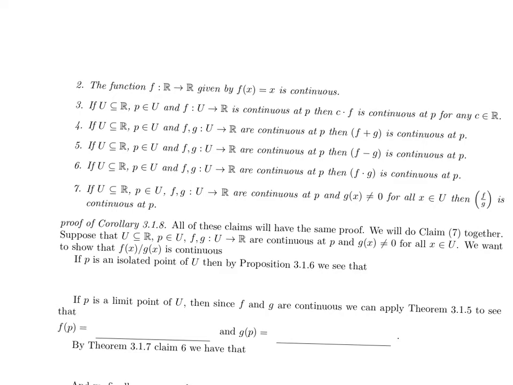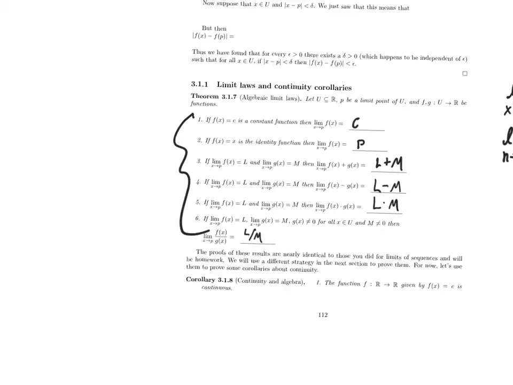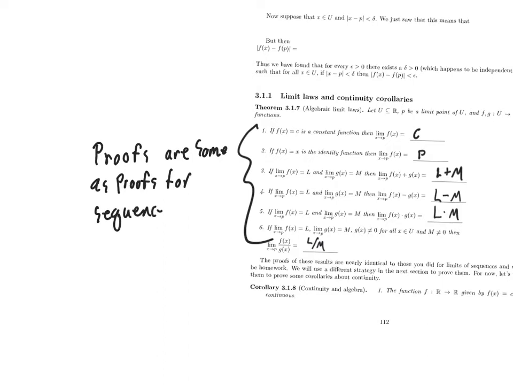I won't prove that theorem. Maybe I'll say this about the theorem: proofs are the same as proofs for sequences. Take the proof of the corresponding claim about sequences, port it over, and you'll get a new proof. If you like, I have uploaded a proof of this item, which you should take a moment and look through.